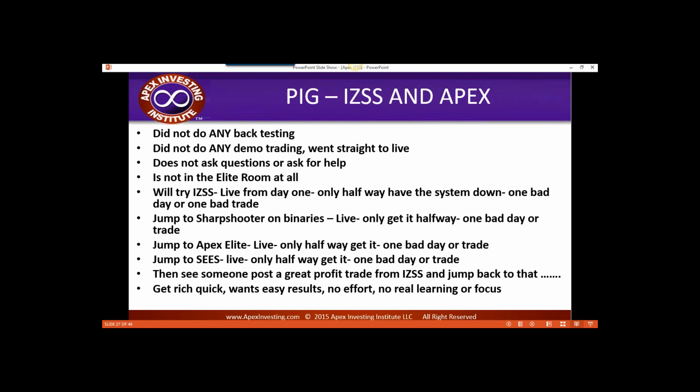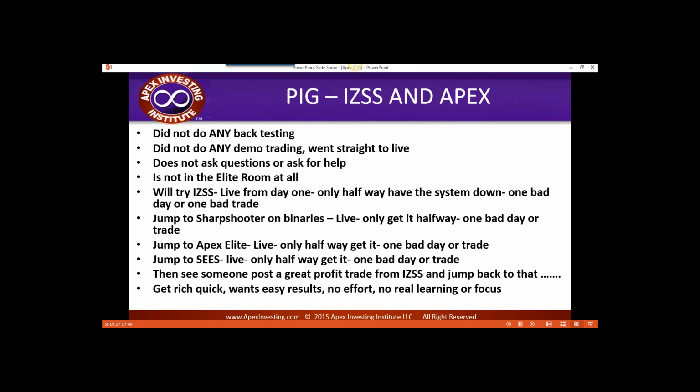He doesn't ask for help. He doesn't ask questions because he doesn't even know what he's doing. He didn't even make it through the system or through the courses long enough to know what question to ask. He's not in the elite room at all. He'll try iZone Sharpshooter live from day one, only have half of it down. He has one bad day or one bad trade. Forget iZone Sharpshooter. I'm going to jump to Sharpshooter on binaries.